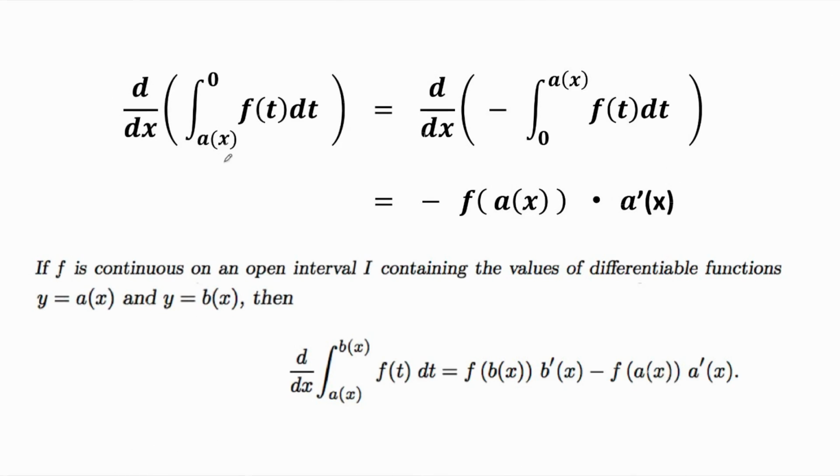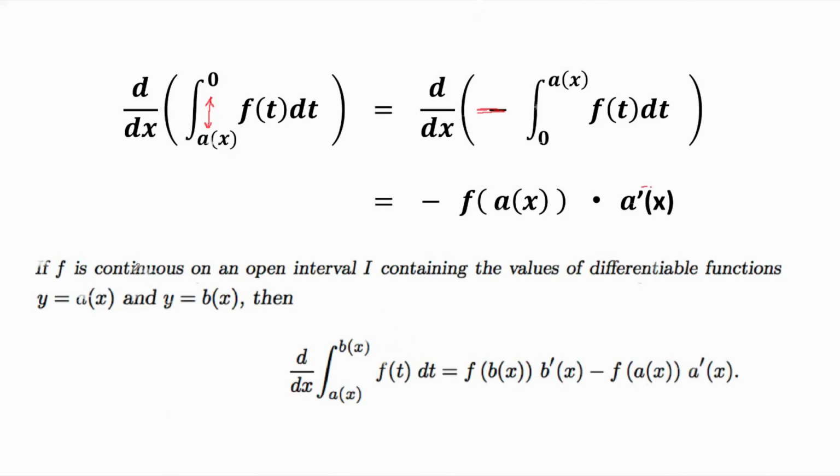If the lower limit of integration is a function of x, let's say some differentiable function a of x, and the upper limit of integration is a constant, for example 0 or some other constant, then we can interchange the limits of integration and add a minus sign. And now we can differentiate this function using the fundamental theorem of calculus. The derivative is minus f of a of x, which is the composition of those two functions, times the derivative of the inside function a of x.